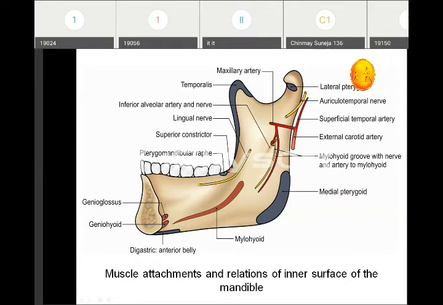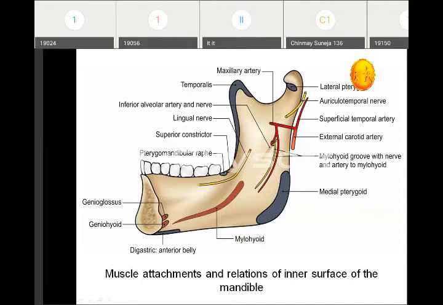Then just behind the third molar tooth, near the upper border of the body, there is origin of one of the muscles of the pharynx, which is known as the superior constrictor muscle. Just in front of the superior constrictor muscle, there is attachment of the pterygomandibular raphe. This is a fascia, the pterygomandibular raphe. We have discussed the mylohyoid line. Over the mylohyoid line, there is origin of the mylohyoid muscle.